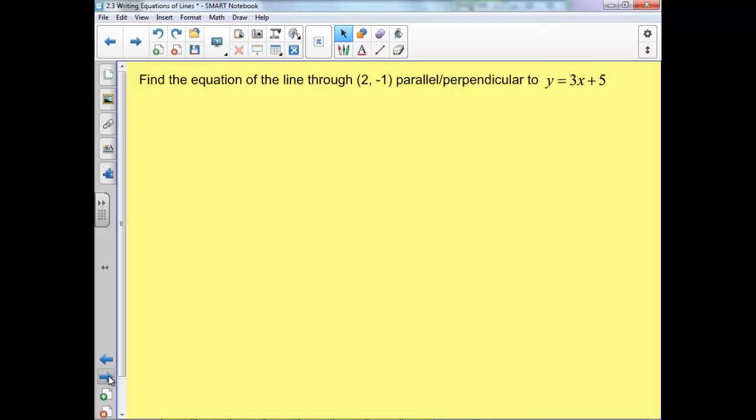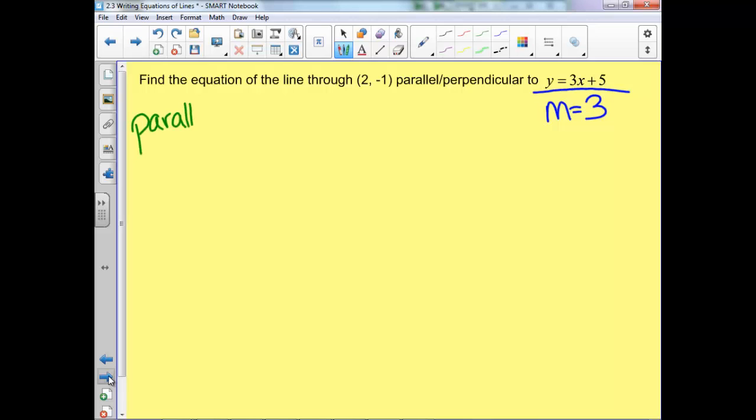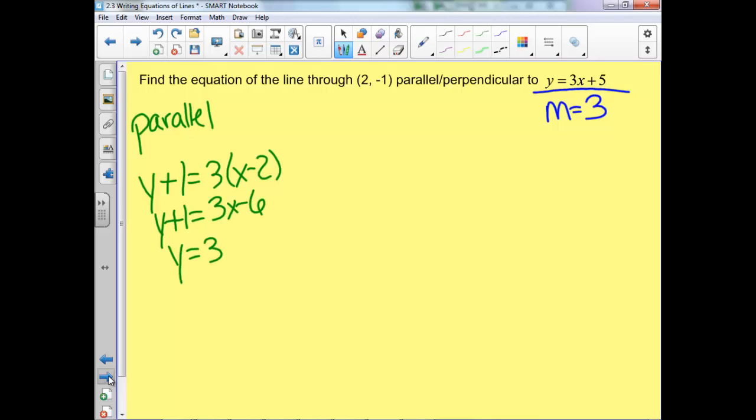So we're going to find the equation of the line through this point, parallel and perpendicular to that equation at the end. So first off, for this equation, we need to remember that our slope is 3. And now for parallel, remember we use the same slope, and now we've got a point and a slope, so we'll use our point-slope formula. So there's the equation of the line parallel.